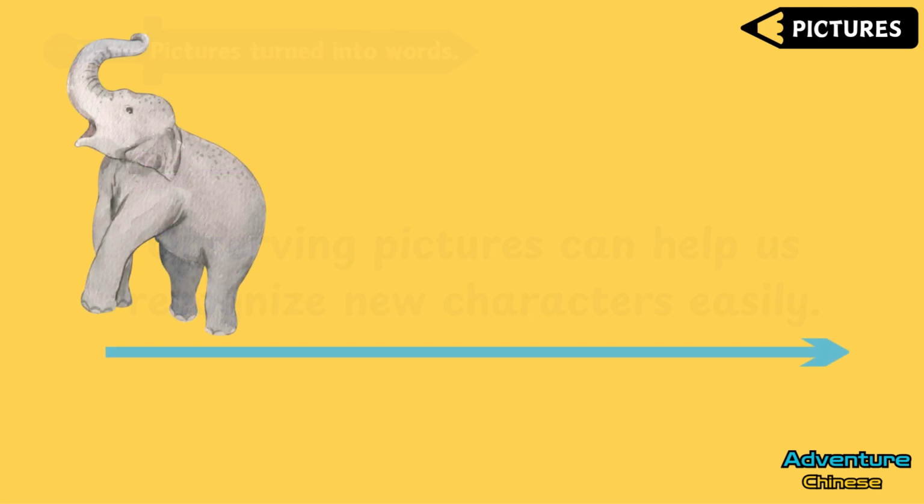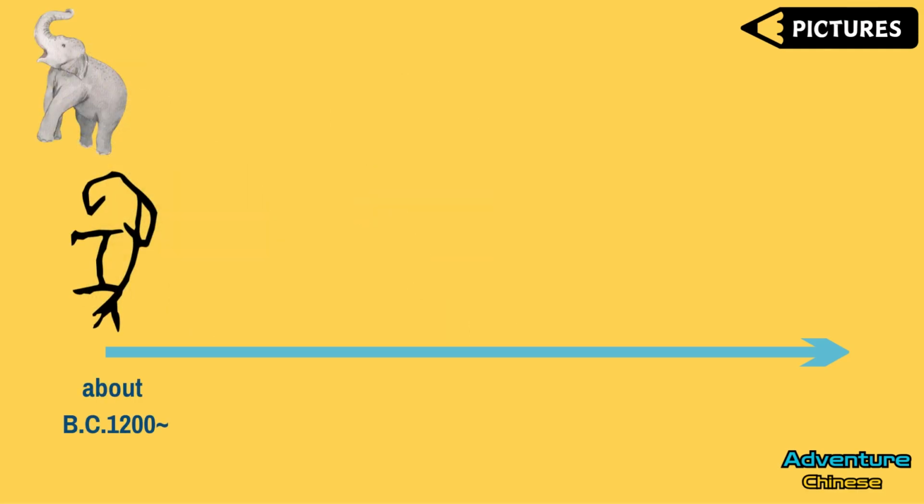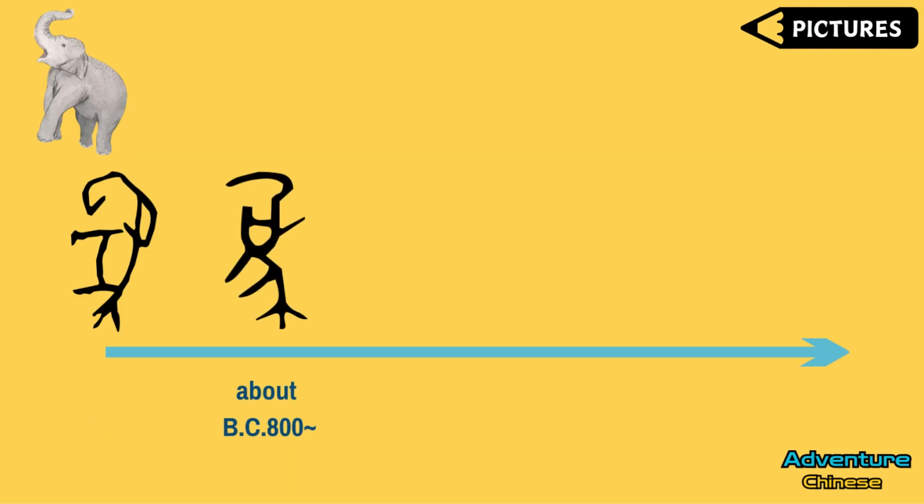For example, ancient people saw an elephant and created a character to represent it. We can see the elephant's trunk, large head, strong body, legs, and tail in this character. This character dates back more than 3,000 years. Here is another version from over 2,000 years ago. While the shape of the elephant is still visible, the lines have been simplified.